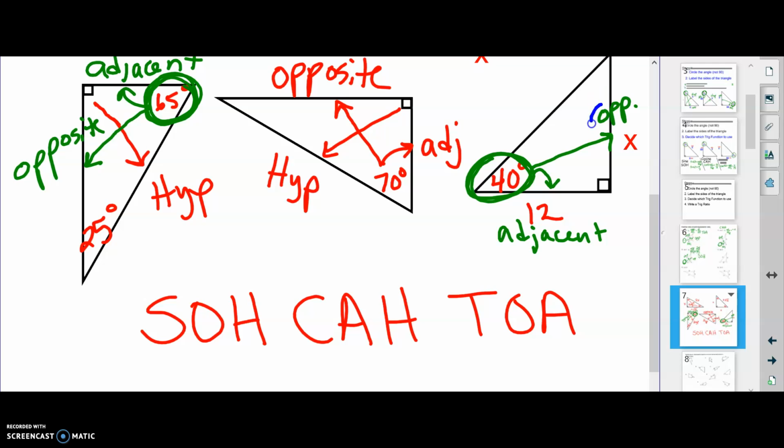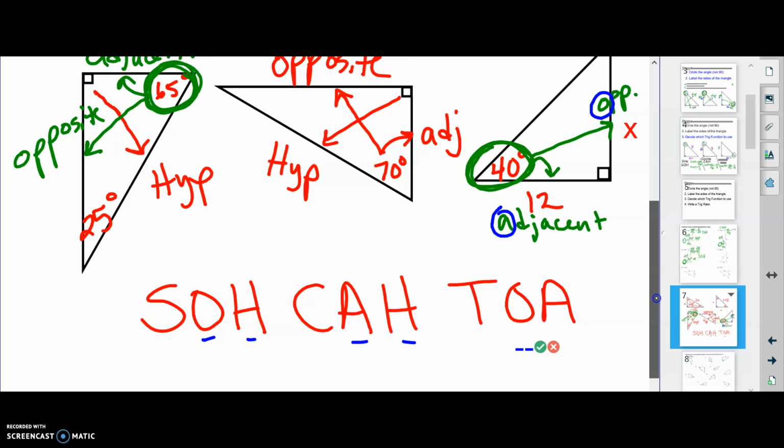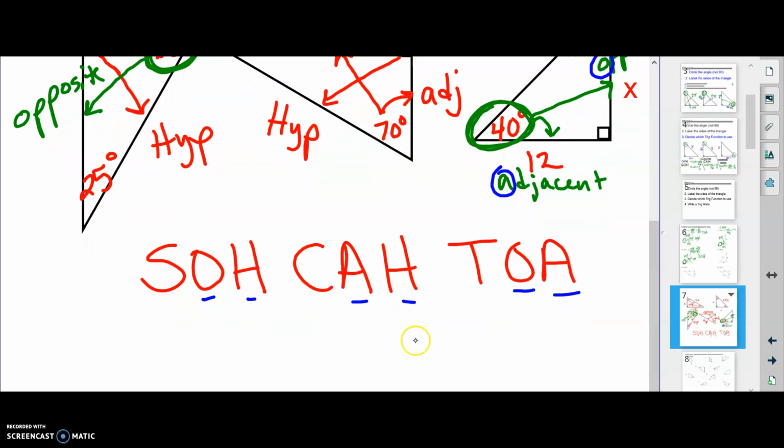I have the O for opposite and I have the A for adjacent. So which one has the O and the A? This one has an O, but it has an H, so that one's out. This one has an A and an H. We needed O and A. All right, O, A. So that means we're going to use tangent. I'm going to write tan.